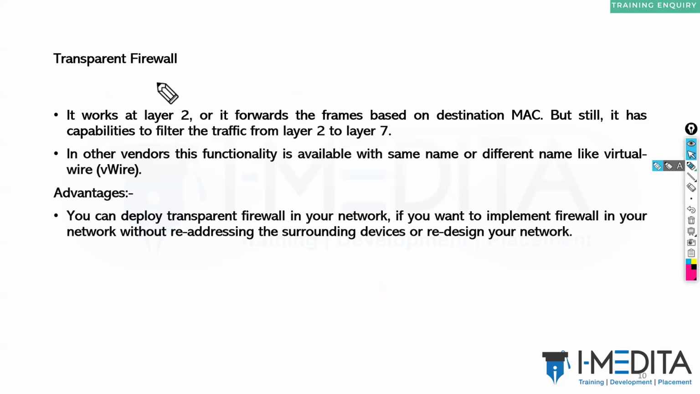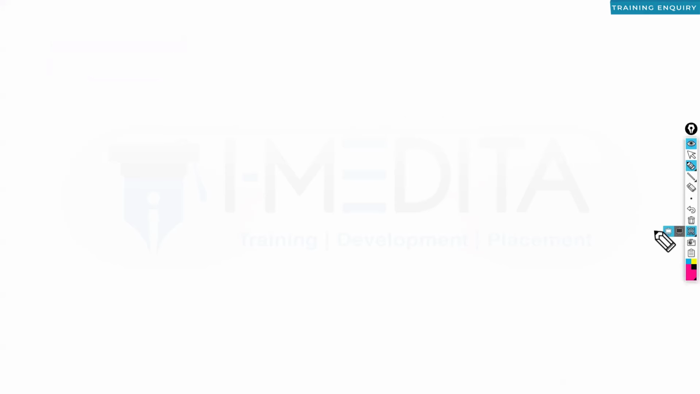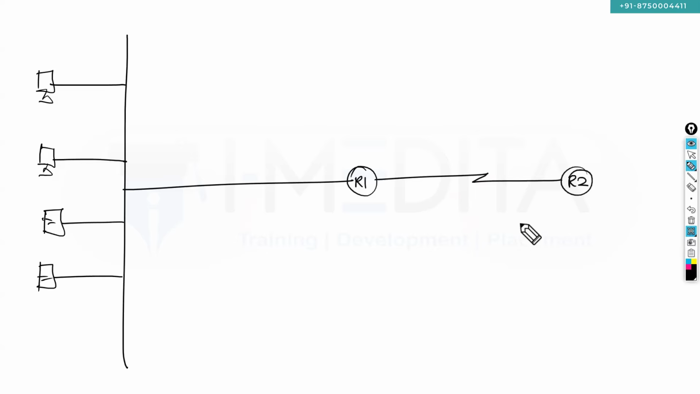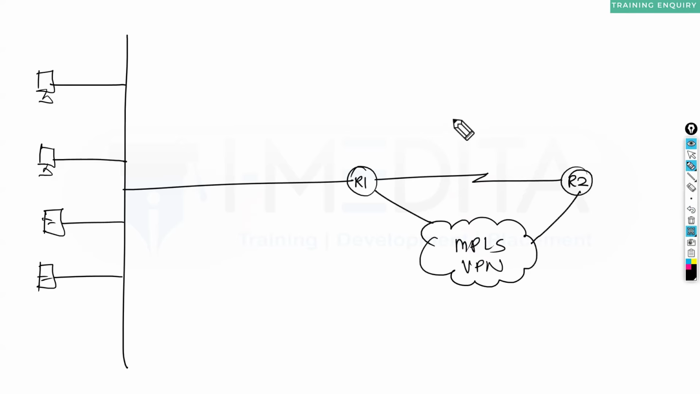Next, we have the transparent firewall. So what is a transparent firewall? Let's also understand it with the help of a diagram. We have a network where we have PCs and servers. They are connected with a switch. Switch is connected with a router. Router can be connected with a leased line to router 2. There can be connectivity between branches with the help of MPLS VPN, or with the help of the internet.